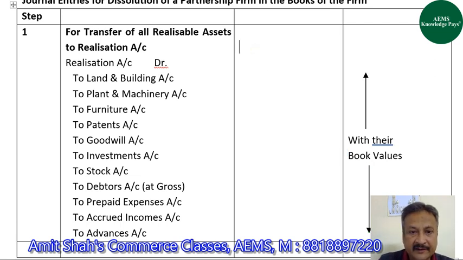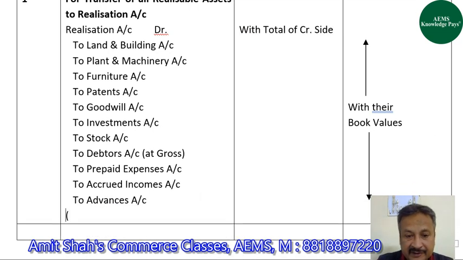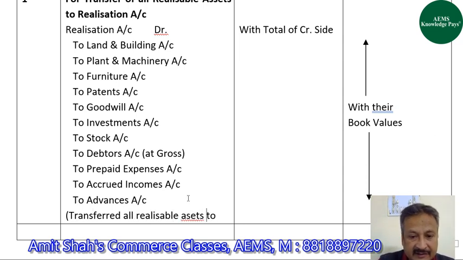right? And realization account is debited with the total of the credit side. So, what's the total of the credit side? With that, we debit realization account. Am I clear? The narration for this is transferred all realizable assets to realization account.